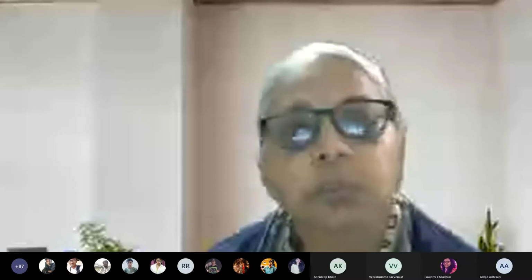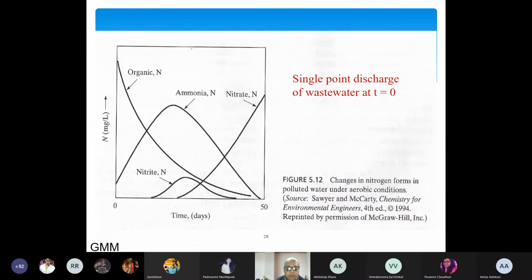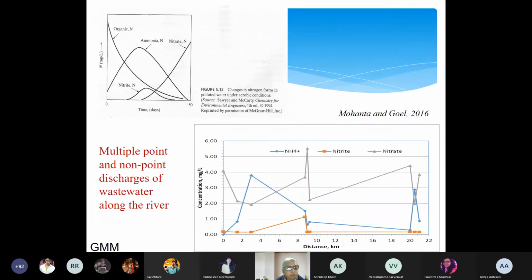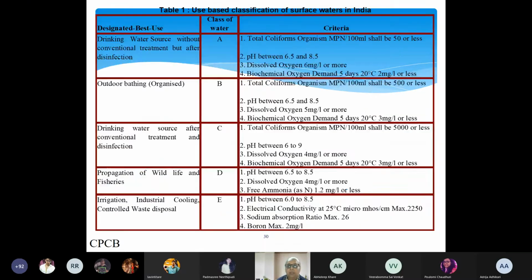Talking to you about water quality in flowing water bodies. And I introduced this idea of different nitrogen species, and we were looking at single point discharges. And I also showed you an example of multiple point as well as non-point discharges of wastewater and how they have an impact on the nitrogen species inside the river.